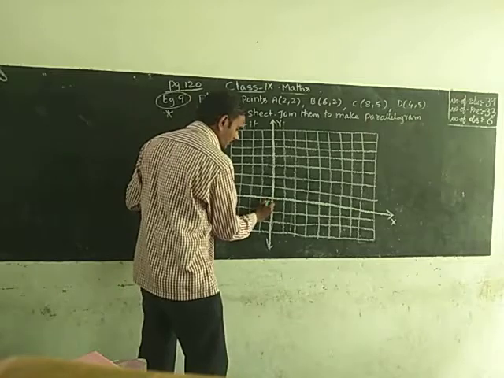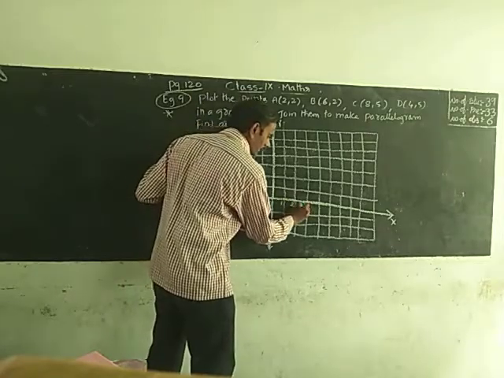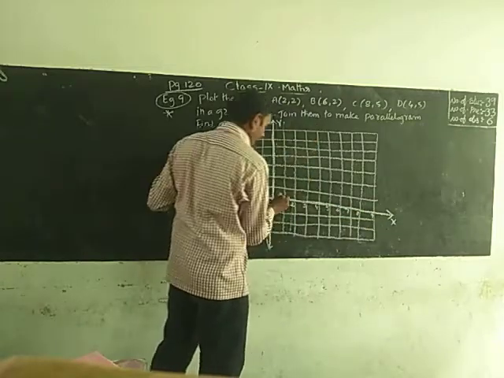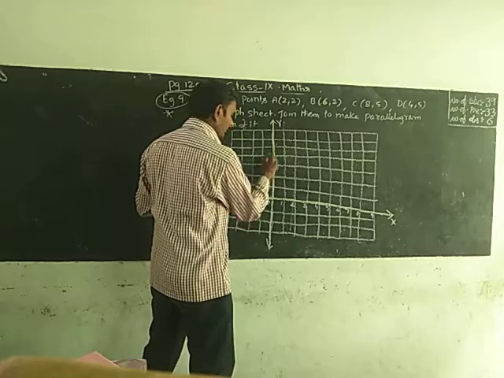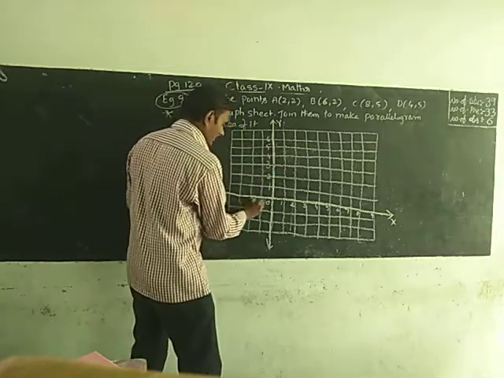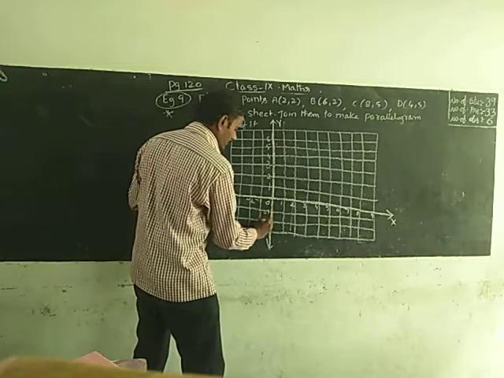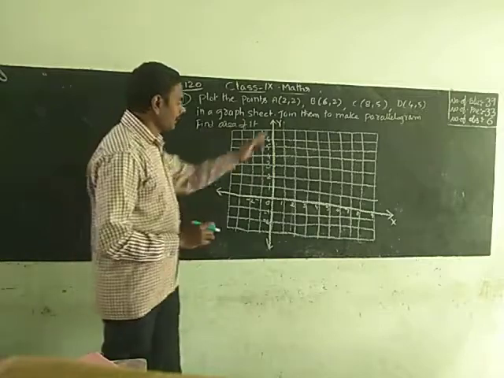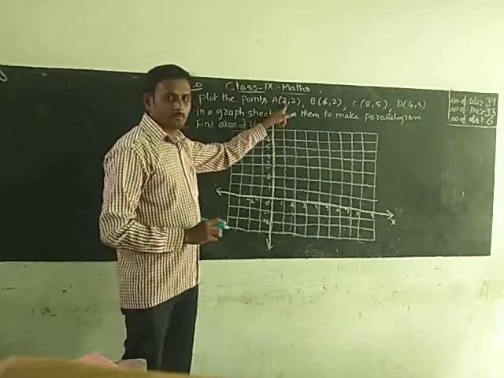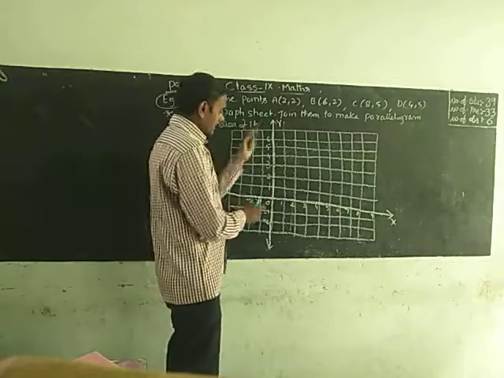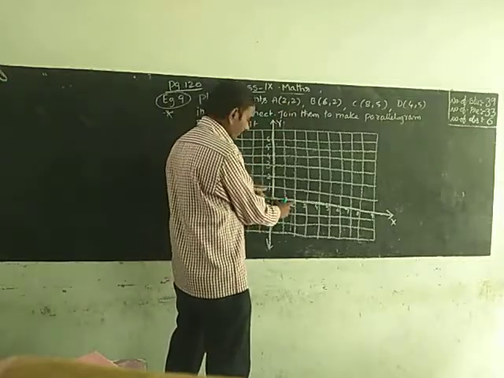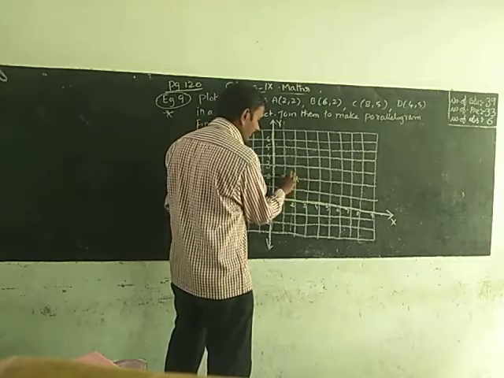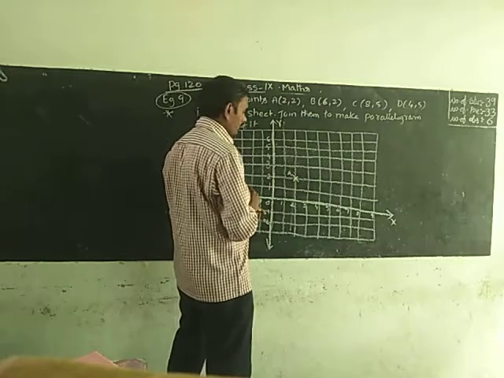Now we take the origin 0, then 1, 2, 3, 4, 5, 6, 7, 8, 9, and on the y-axis 1, 2, 3, 4, 5, 6, and minus 1, minus 2. Now I want to locate these four points. A (2, 2): on the x-axis 2 units and on the y-axis 2 units. These two join at one place. That is taken as A.